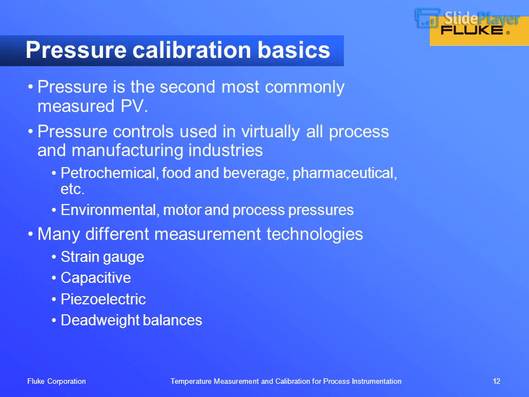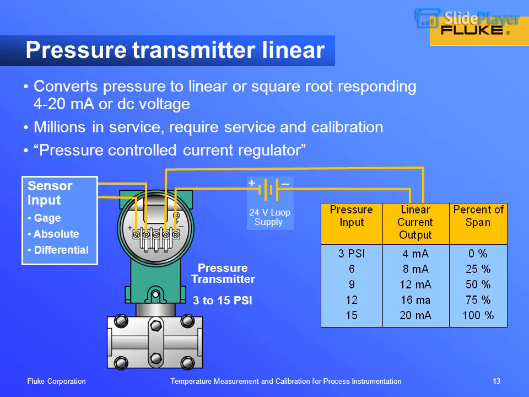Pressure calibration basics. Pressure is the second most commonly measured process variable. Pressure controls are used in virtually all processing and manufacturing industries: petrochemical, food and beverage, pharmaceutical, etc. Many different measurement technologies exist: strain gauge, capacitive, piezoelectric, deadweight balances.